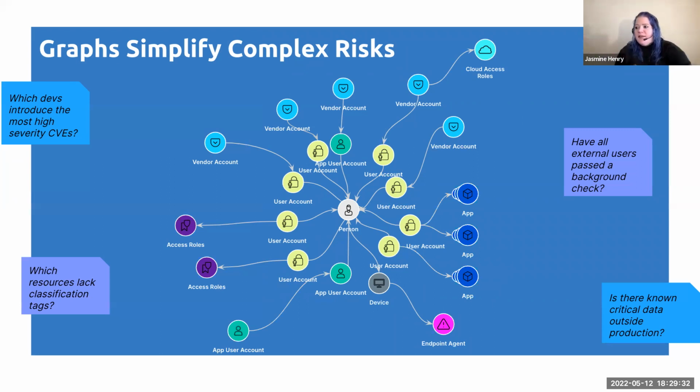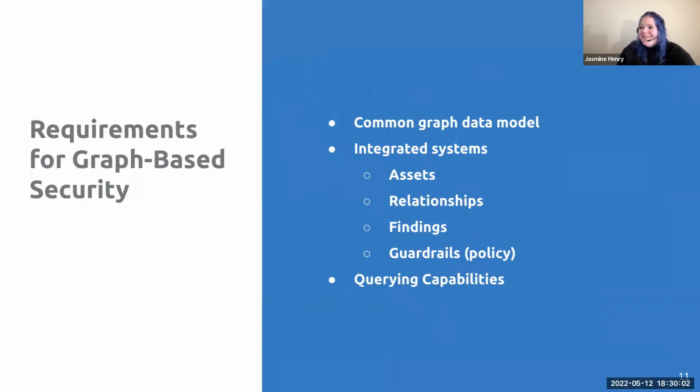And this really simplistic image of a graph shows which developers introduce the most high severity CVEs. I'll get into that a little bit further. That involves a developer. It's generally going to involve your Git. It's generally going to involve production, and it's generally going to involve a scanner. That's 4 nodes in a graph. These are simple questions, but they're also important, and they typically involve more than one system.